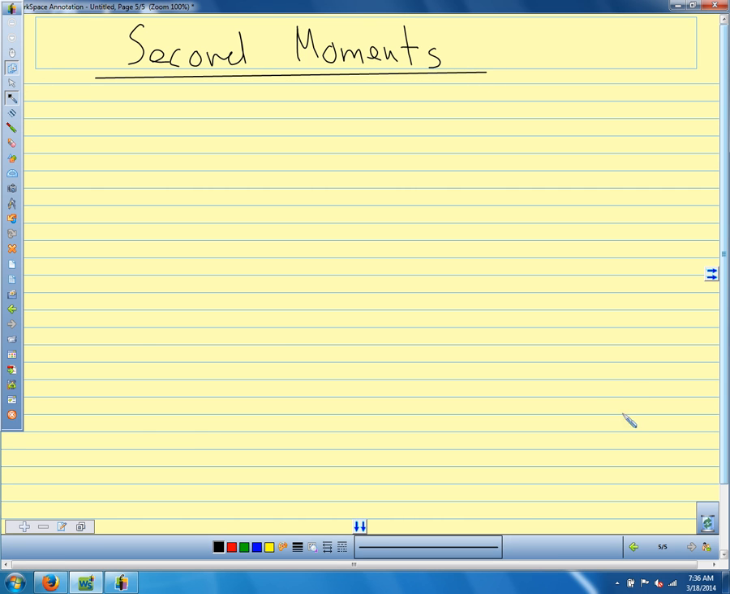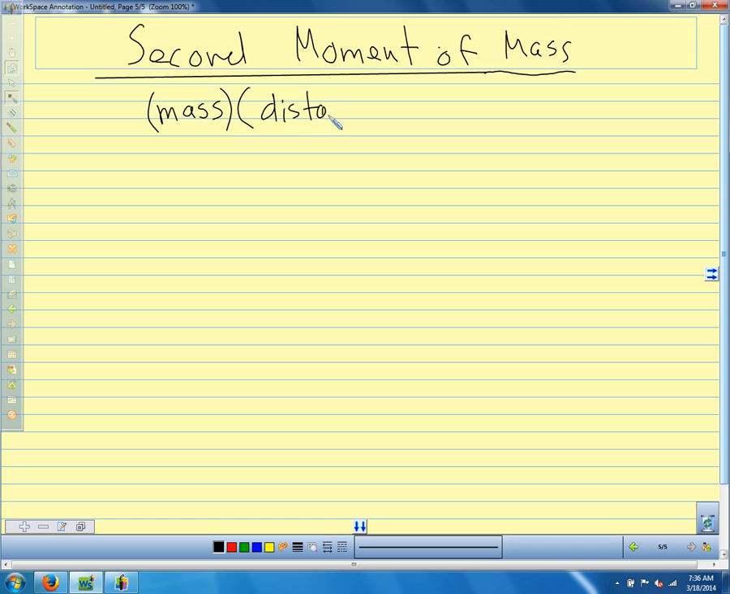So our second moment is just weighting the second moment of mass. That's really the only second moment we're going to talk about. Now instead of multiplying the mass times its distance from the axis, the second moment means we multiply the mass times the square of its distance from the axis. I'm just going to write distance squared. So we're weighting this mass by the square of the distance from the axis.